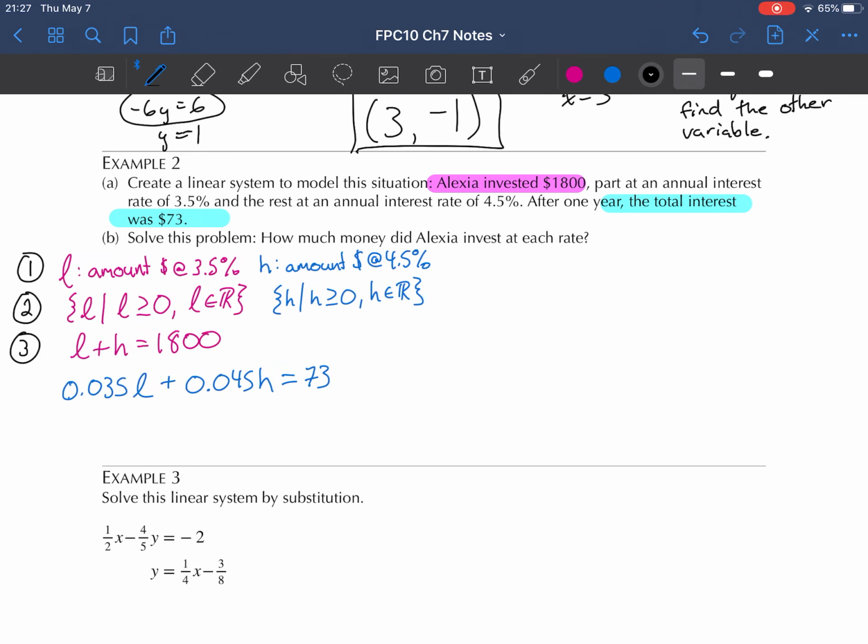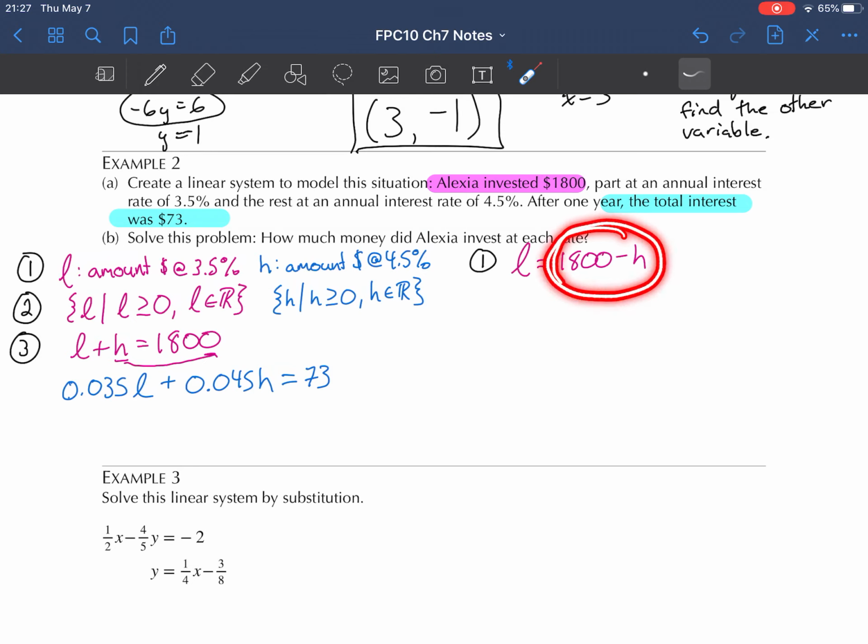So the first thing we need to do is identify a variable that we can isolate. Either of these two variables is really easy to isolate. So let's isolate, let's say, L. L is equal to 1,800 minus H. We took this H and moved it over. Good. So step 1: identify a variable you can isolate and isolate it. Step number 2: we take this thing that equals L and we put it into our other equation where L is.